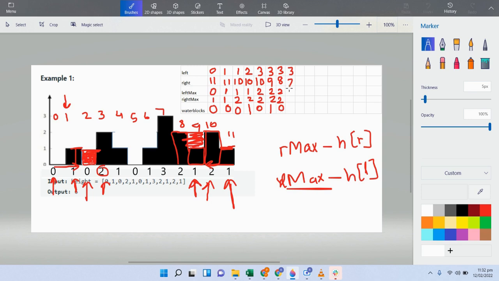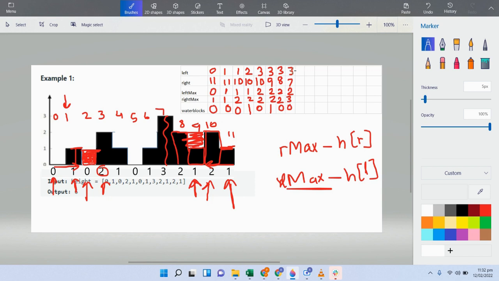Okay. Left max value remains the same. And then we have to see, can we change the left max? Have we encountered a height more than the previous one? Yes, this is the height that is equal to 3. Okay, so I'm going to make it 3. Now the height is 3 and the right max is 3. 3 minus 3 is equal to 0. I cannot add water here.